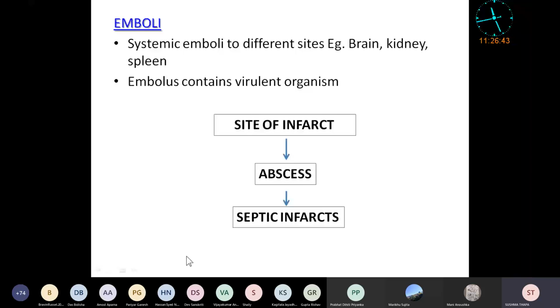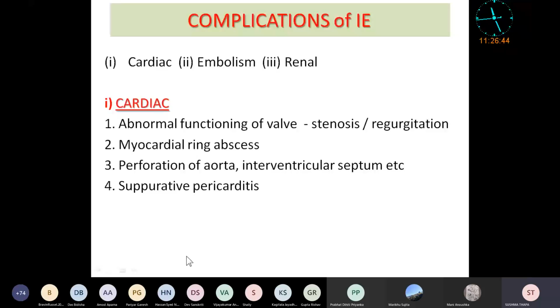Coming to the complications of infective endocarditis, it can be cardiac complication, embolism, or renal. Talking about the cardiac complication, there will be abnormal functioning of the valve. Vegetation is there in the valve, so it will lead to damage of the valve. There will be dysfunction of the valve.